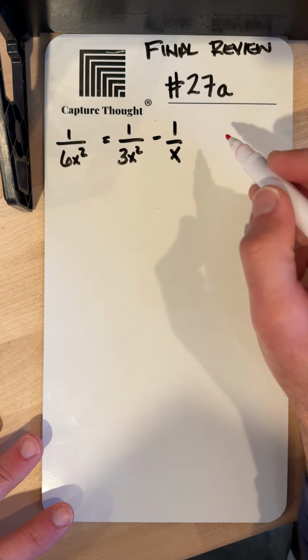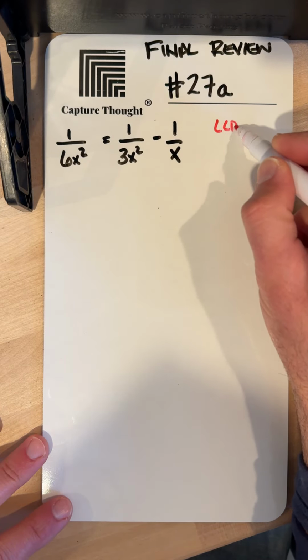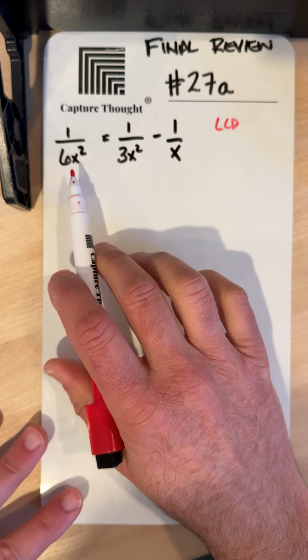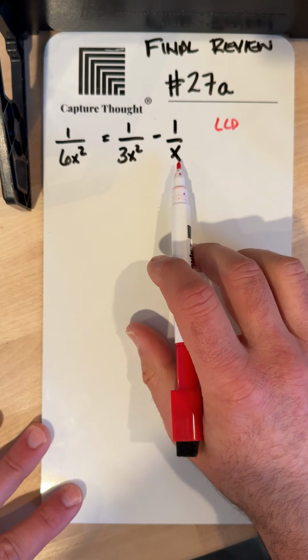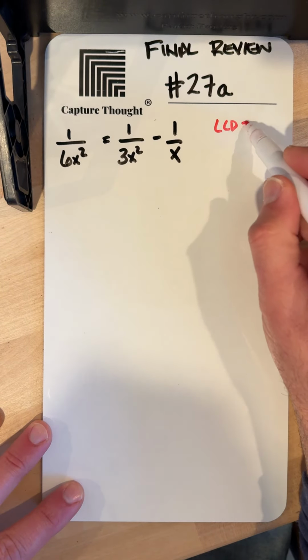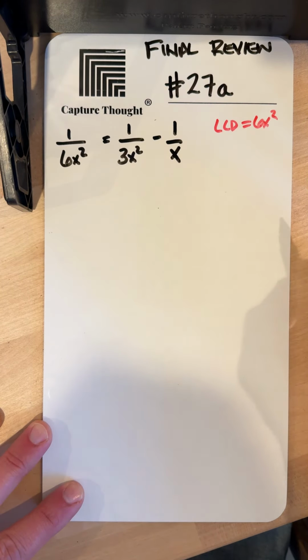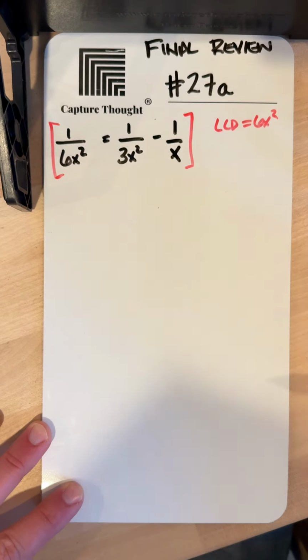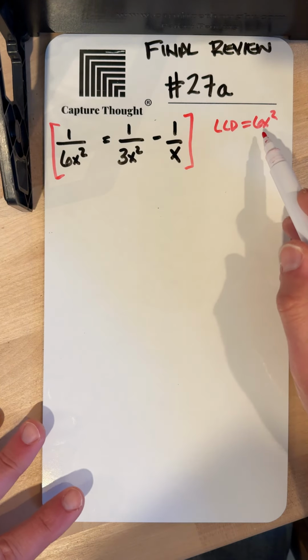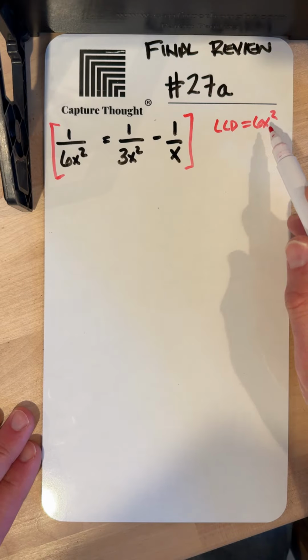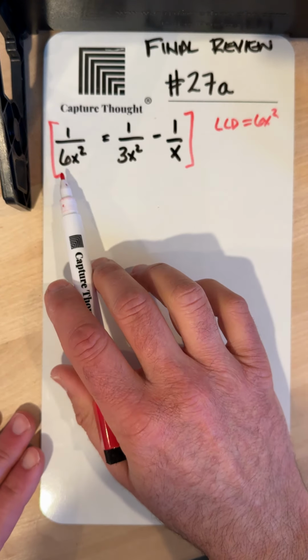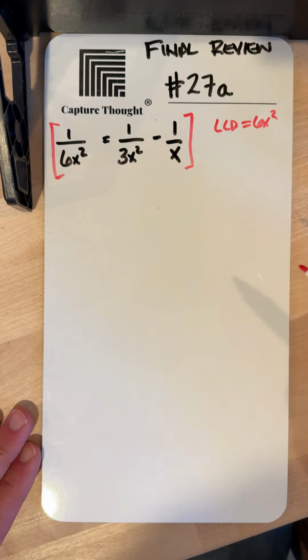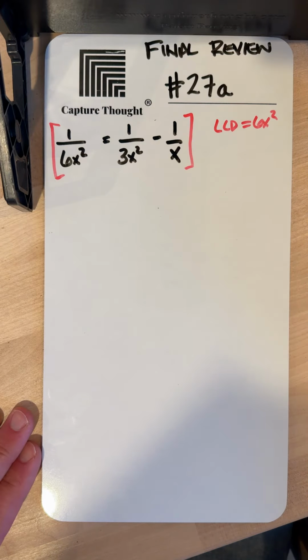So you also want to think about what is the lowest common denominator here. So the lowest common denominator of a 6x squared, a 3x squared, and an x is going to be just a 6x squared. So one strategy that you can do is you can multiply the entire equation by the lowest common denominator and then see what cancels out. Or you can multiply each piece by what you need to create that lowest common denominator.